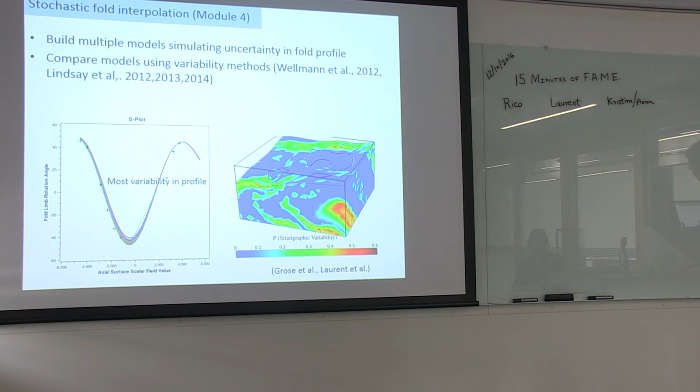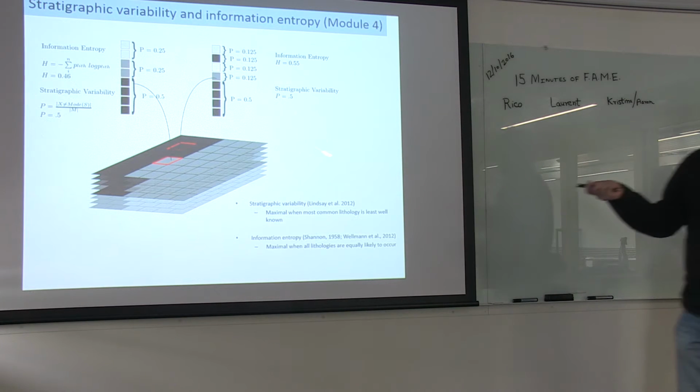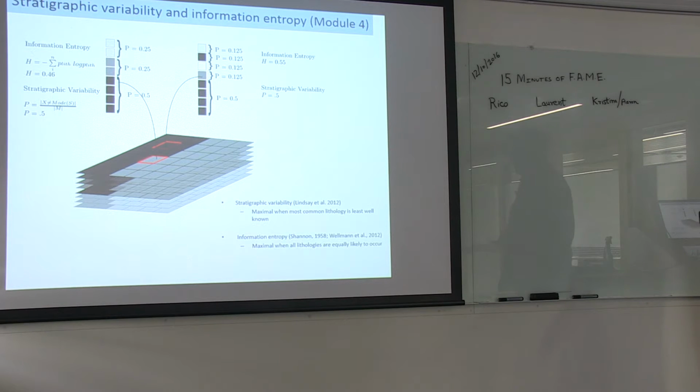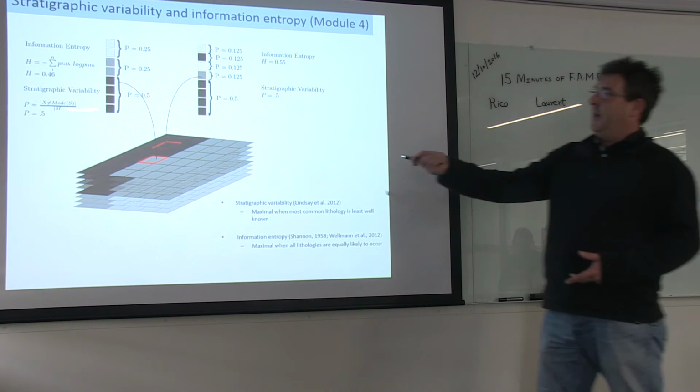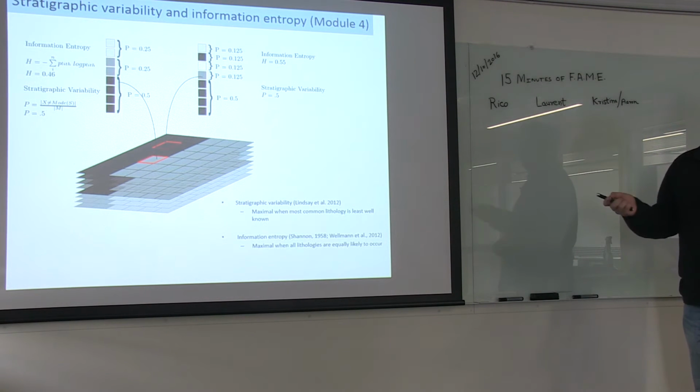What's also of interest, if we can generate multiple models, is looking at the uncertainty of the models created. At the moment, we use a stratigraphic variability, which is a very simplistic and maybe too simplistic way of capturing the variability between different models.